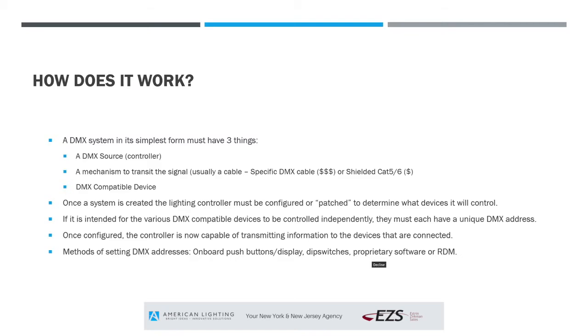Once it's configured, the controller is capable of transmitting information to the devices that are connected, right? So that's good. And then there are different ways of setting those DMX addresses at the fixture level. Sometimes fixtures have a little onboard push buttons or displays, and you can actually just scroll with some push buttons to get to your DMX starting address. There may be dip switches. In the past, dip switches were very popular, not so popular anymore. Maybe proprietary software. So manufacturer A may require you to hook up a laptop and use their software and connect the software through the controller to their fixture to set the DMX address, or you use something called RDM, Remote Device Management. We'll show what that looks like.